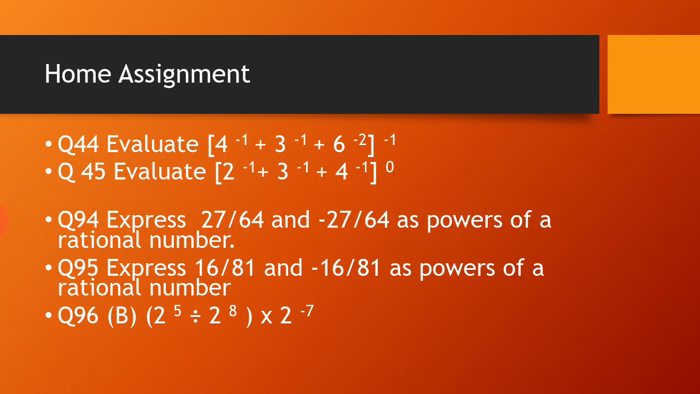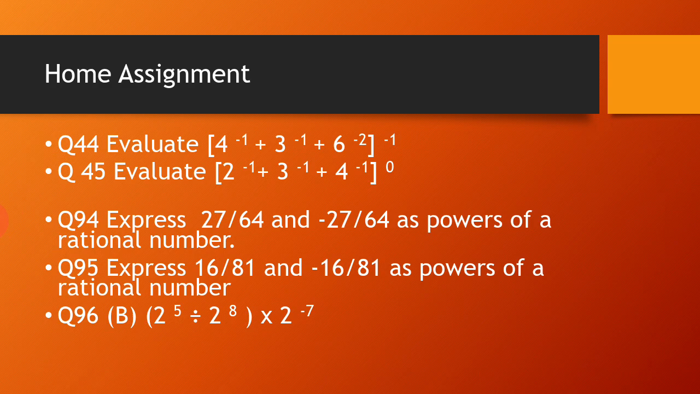Now, after all this, I am going to give you a home assignment. See, question number 44 from exemplar. Evaluate (4 raised to power minus 1 into 3 raised to power minus 1 into 6 raised to power minus 2) whole raised to power minus 1. The hint for this question is that you will do the bracket first and then find the answer for the outside power.